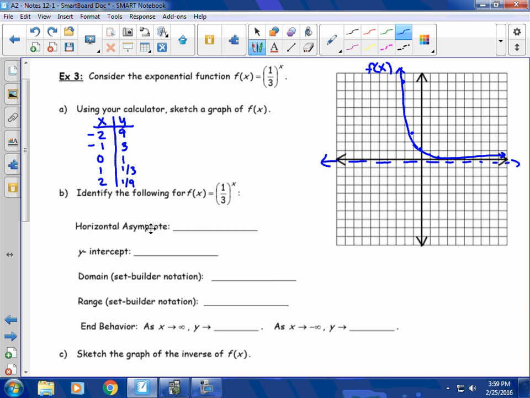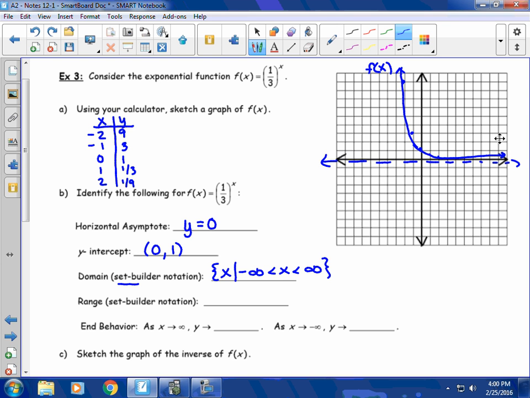All right. So horizontal asymptote, we know for exponentials, that's always y equals 0. Y-intercept, we know that always starts at 0, 1. Domain, this time they want set builder notation. So the domain in set builder notation would be all x such that, well, domain we know of exponential functions is always negative infinity to infinity, because it goes all the way left forever and all the way right forever. So in set builder notation, that looks like negative infinity less than x less than infinity.